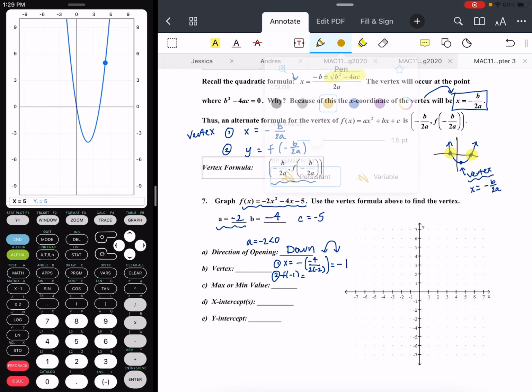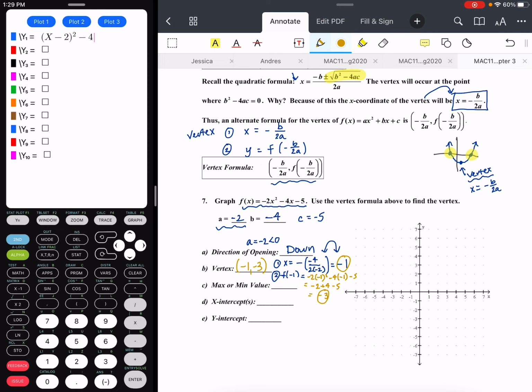So in this case, I'm going to take my function, negative 2 times negative 1 in parentheses squared, minus 4 times negative 1, minus 5. Negative 1 squared is positive 1 times negative 2 will be negative 2. Negative 4 times negative 1 is positive 4, minus 5. So negative 2 plus 4 is positive 2, minus 5 gives me a grand total of negative 3. So negative 1, negative 3 should be my vertex.